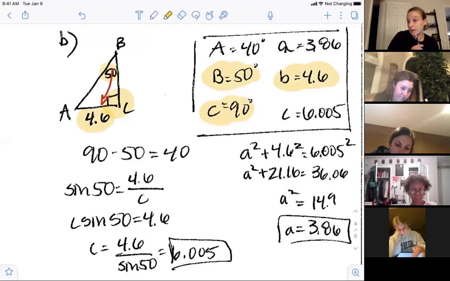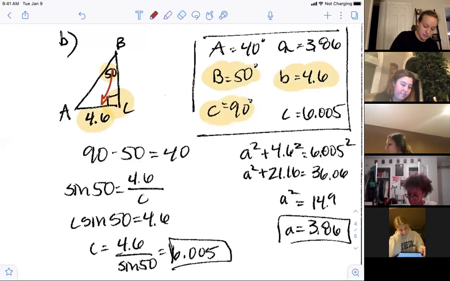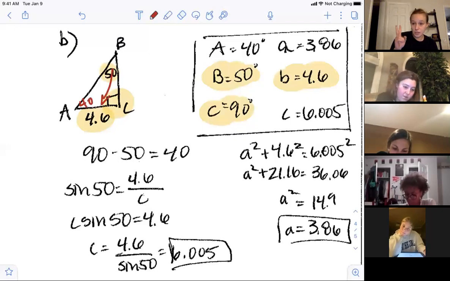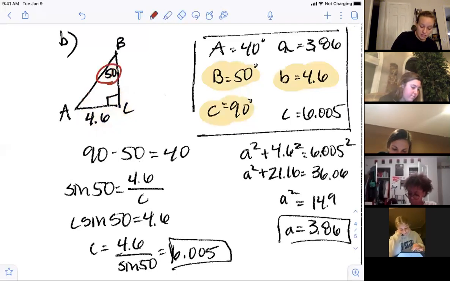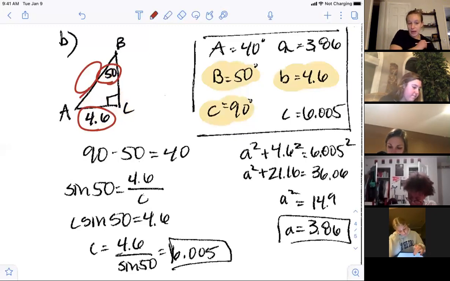So again, I thought the easiest thing to find was the missing angle. So I did 90 minus 50 to find this missing angle right here was 40. And then again, to find the other sides, there are two sides. You can do whichever one you want, however you want. It looks like I chose to do sine of 50 equals 4.6 over c, which is the hypotenuse.